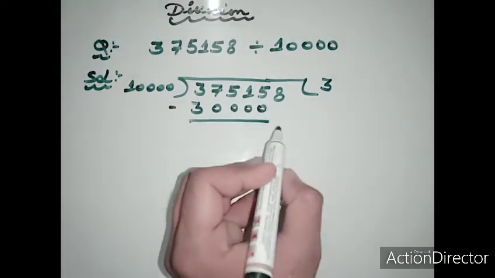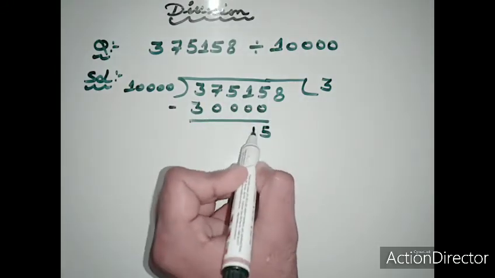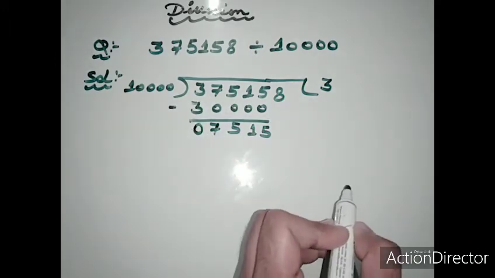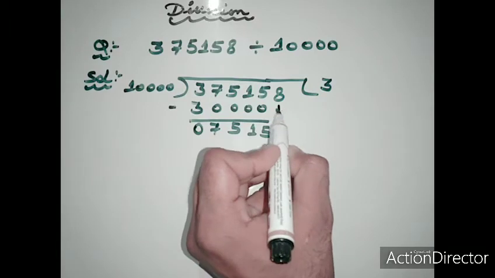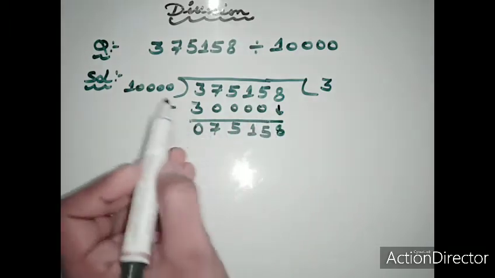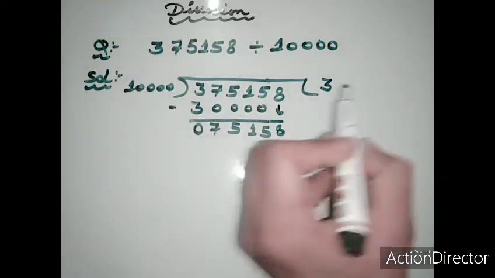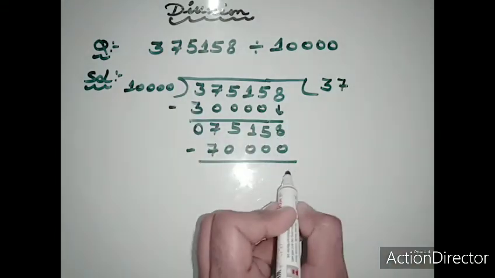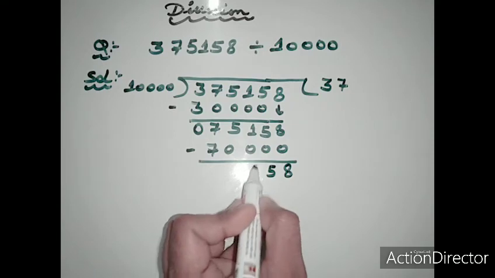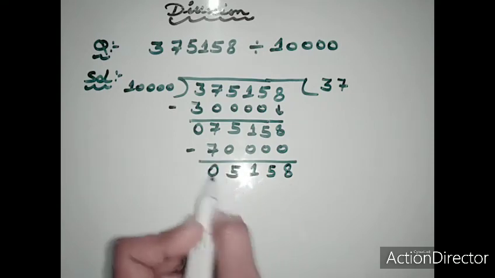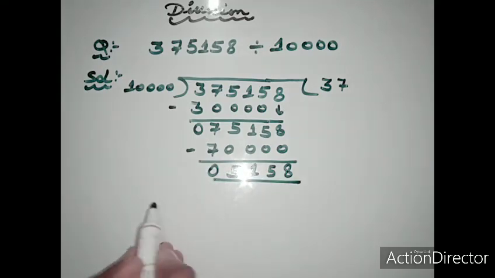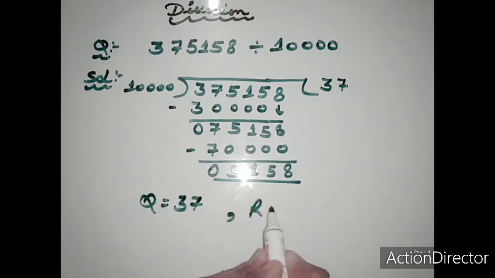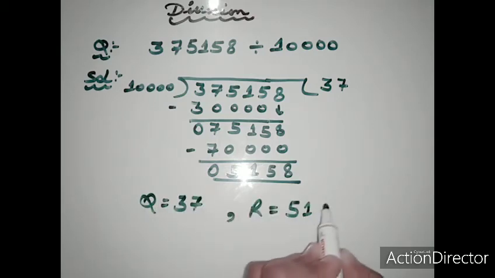After that we subtract these numbers, so here we get 5, 1, 5, 7, and 3 minus 3, 0. Now we take this number here 8, and after that we divide this number, and 10,000 multiplied by 7 we get 70,000. Now 8, 5, 1, 5, and 7 minus 7, 0. So here the quotient equals 37 and the remainder equals 5,158.